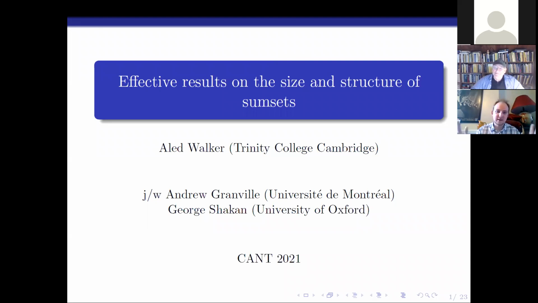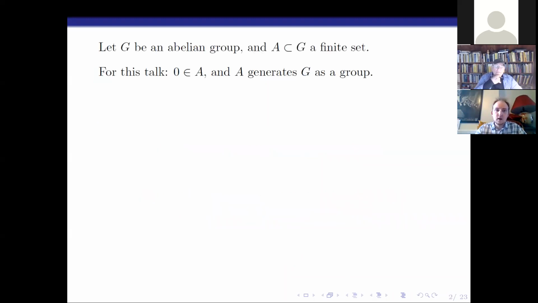I should start by saying, of course, that everything I'm going to speak about today is joint work with Andrew Granville and George Shakan. The paper that I'm talking about, the main results from, we put on the arXiv last week. If you want to see more details about the proofs or a bit more of an introduction to this general area, then you can just go and Google. The title is the same as the title of my talk, Effective Results on the Size and Structure of Sumsets.